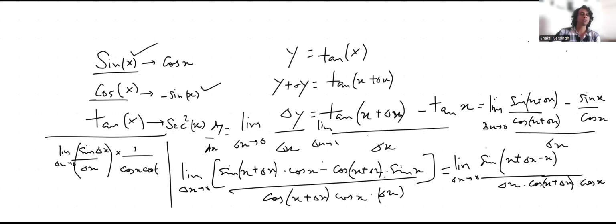Now, as delta x goes to 0, this limit goes to 1. So 1, and this expression goes to 1 upon cosine x times cosine x. And this whole thing is nothing but secant square x. And that's how we prove that tan x differentiated gives you secant square x.